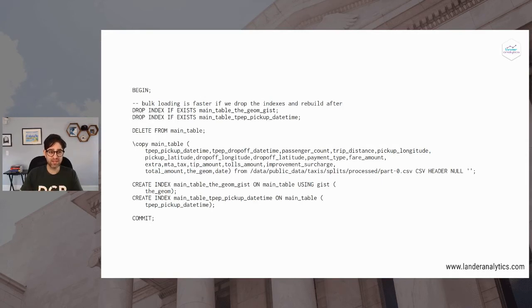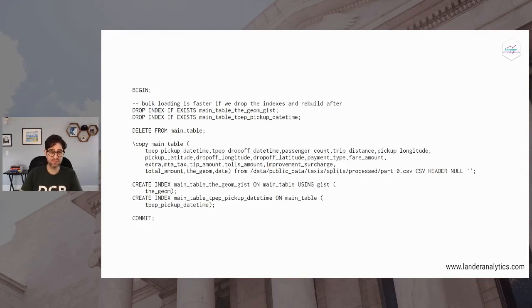This file starts with begin and ends with commit. And that means that all these steps are part of a transaction. If any one step fails, it will undo all the steps. And that's really important. It's a really great way of making sure you don't screw up massively. Always use a transaction.